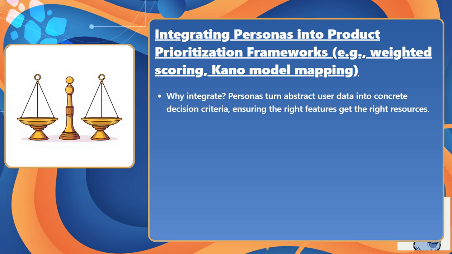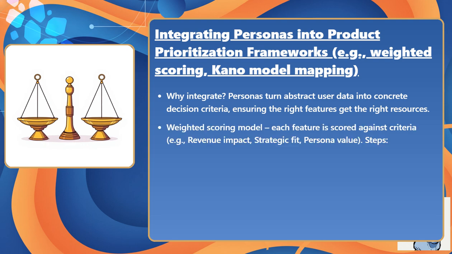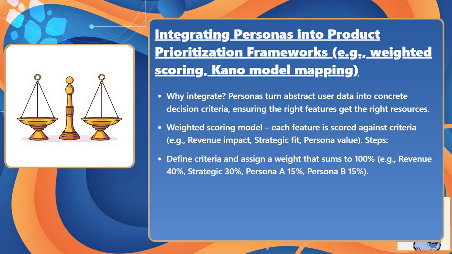Why integrate? Personas turn abstract user data into concrete decision criteria, ensuring the right features get the right resources. Weighted scoring model: each feature is scored against criteria, for example, revenue impact, strategic fit, persona value. Steps: define criteria and assign weights that sum to 100%. For example, revenue 40%, strategic 30%, persona A 15%, persona B 15%.